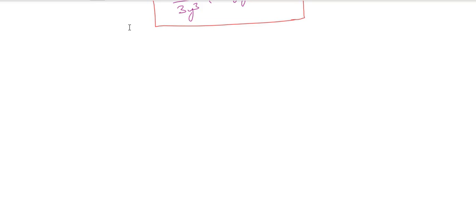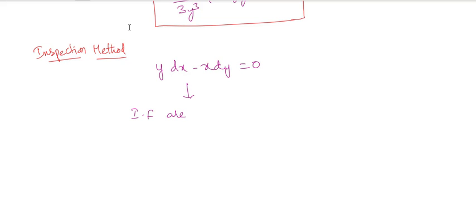Now the case 5, I am just taking it, is called the inspection method. Case 5 will be the inspection method. Generally, with this inspection method, you will have a different analysis. That is y dx minus x dy equal to 0. Now for that, the integrating factor I will directly use is 1 by x square, 1 by y square, 1 by xy, or 1 by x square plus y square.